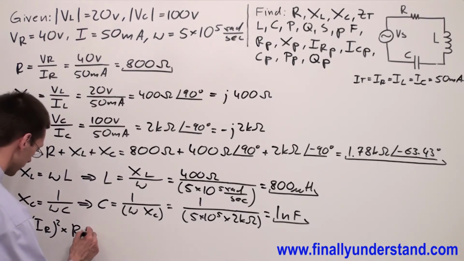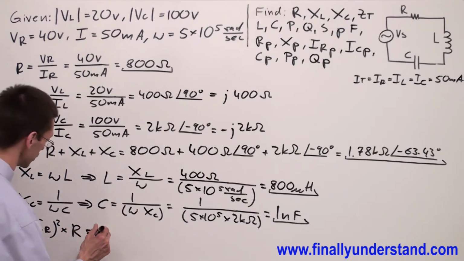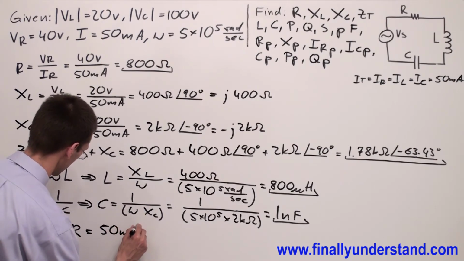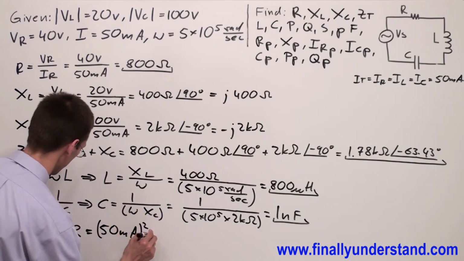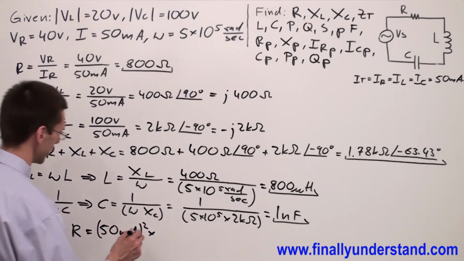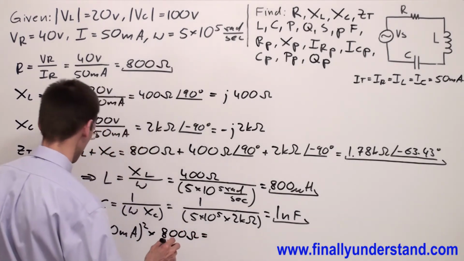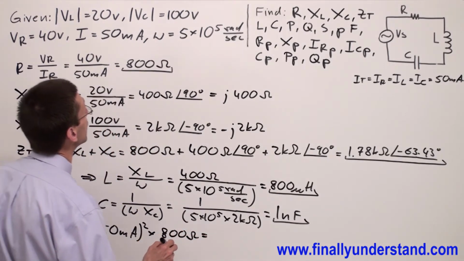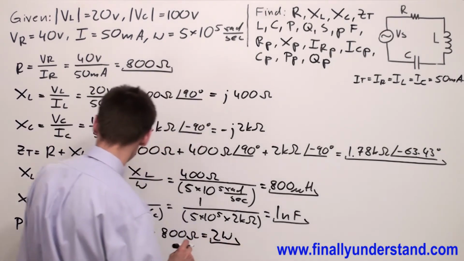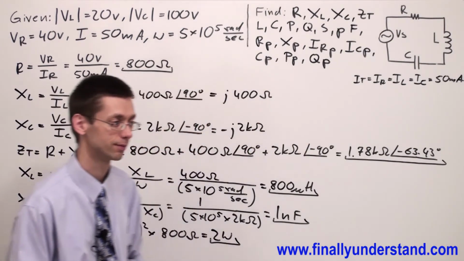True power is equal to the current which goes through the resistor, 50 milliamps raised to the second power, times the resistance, which is equal to 800 ohms. Everything is equal to watts. Okay, so this is the true power in my series circuit.